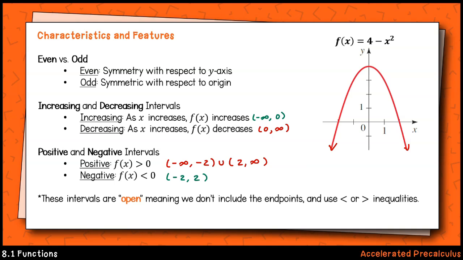These are inputs for which our outputs are positive, meaning greater than 0, or negative, meaning less than 0. For our example function, we see that the outputs are negative or below the x-axis for two intervals, from negative infinity up until x equals negative 2, and then again from positive 2 until positive infinity. By contrast, the outputs are positive, meaning above the x-axis, between the two negative intervals, from negative 2 all the way until we reach positive 2. Again, when the function's output equals 0, we are neither positive nor negative, so we do not include endpoints with these open intervals.